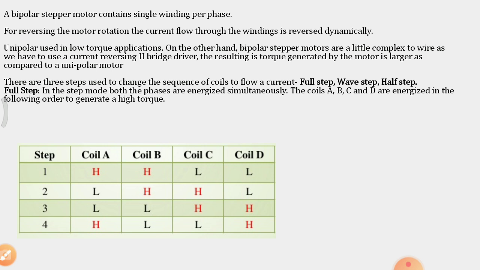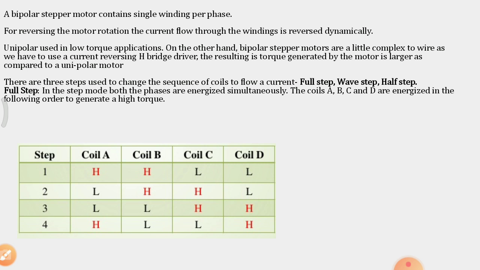A bipolar stepper motor contains a single winding per phase, whereas unipolar has two windings per phase. Here it is a single winding per phase in all the shifts. So for reversing the motor rotation, the current flowing through the windings is reversed dynamically. Unipolar is used in low torque applications.